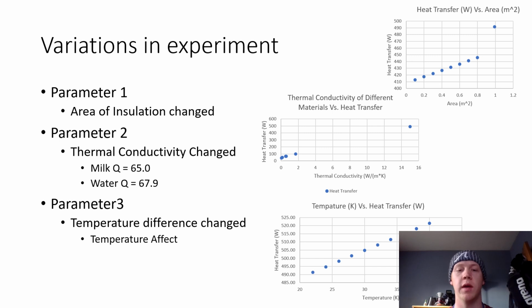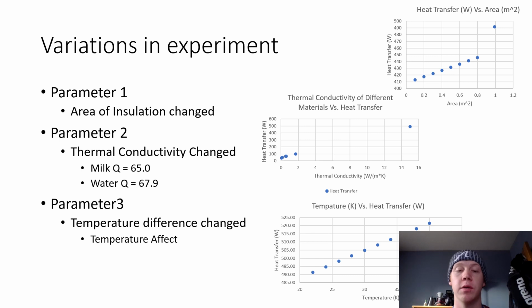So here are my three variations of the experiment. I chose three different parameters. For parameter 1, I changed the area of the insulation. By changing the area in the insulation, it affects the amount that the heat would have to travel that you would lose. As you can see, I plotted heat transfer versus area. You can see how it increases as area increases.